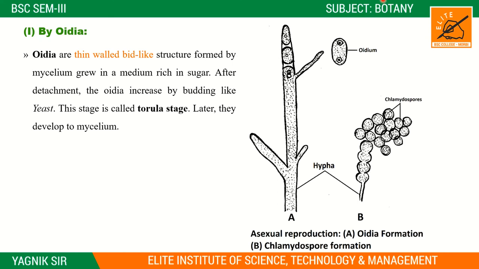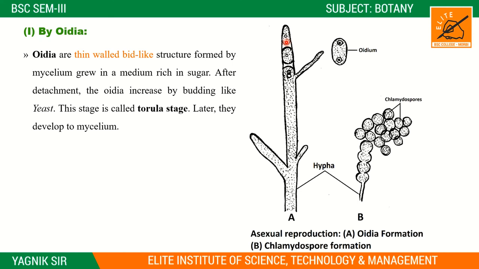So after detachment, the oidia multiply by budding, like yeast. We have seen in yeast reproduction the way budding happens. Normally this budding method is a vegetative method, but this structure is similar to budding. We can see it in the image: this part is a terminal part, and this bead-like structure is an oidium.